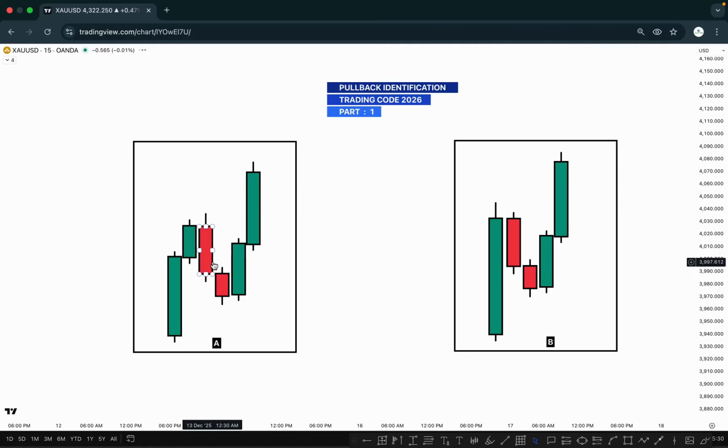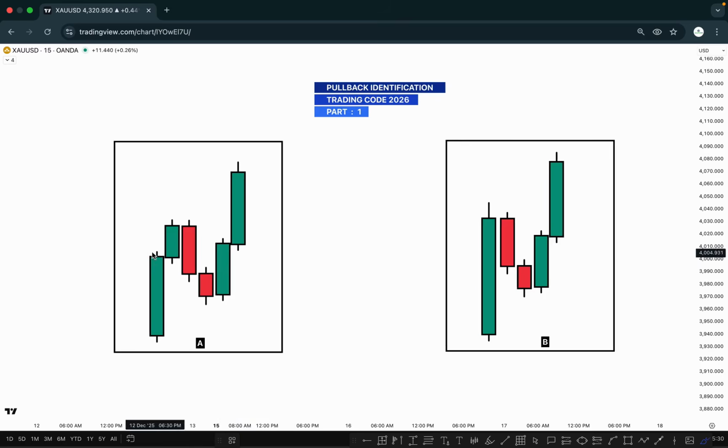You can see here that many times the market breaks the previous candle high. This high is broken by the previous bullish candle and this high can be broken by the previous bearish candle like this one. So this can be broken and this may not be broken. It doesn't matter. The main thing is that the market should break the previous candle low, which is this one.